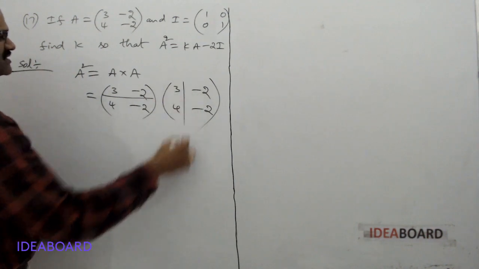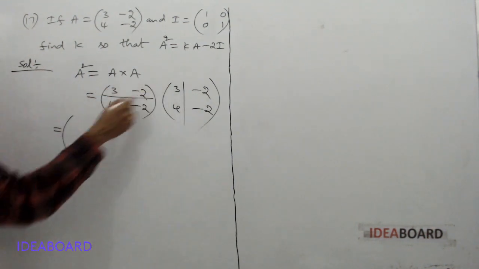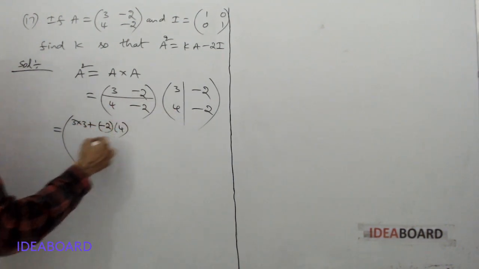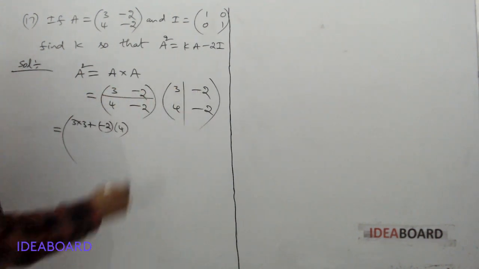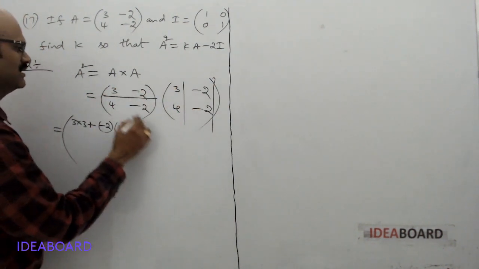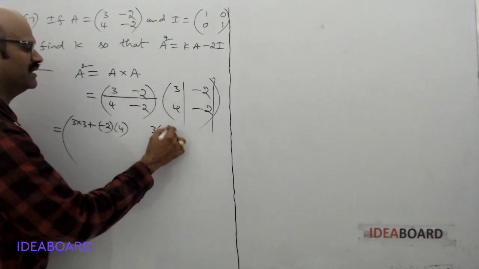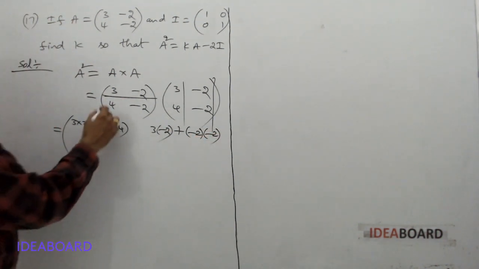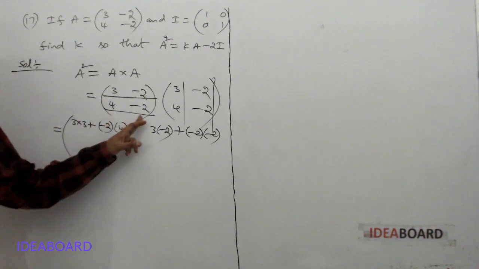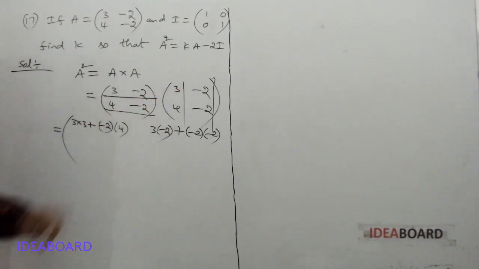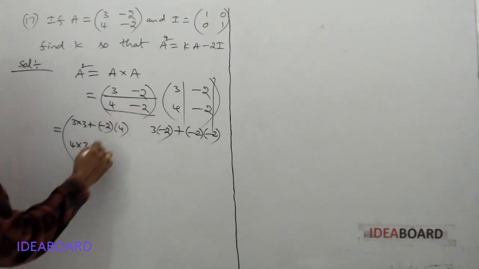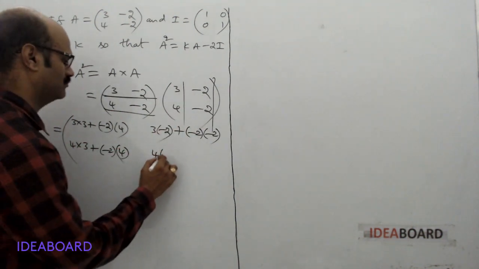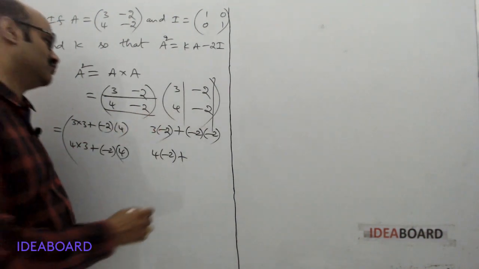First multiply first row with first column. It is equal to 3 into 3 plus minus 2 into 4. First row with the second column: 3 into minus 2 plus minus 2 into minus 2. Now second row with the first column: 4 into 3 plus minus 2 into 4. Then 4 into minus 2 plus minus 2 into minus 2.